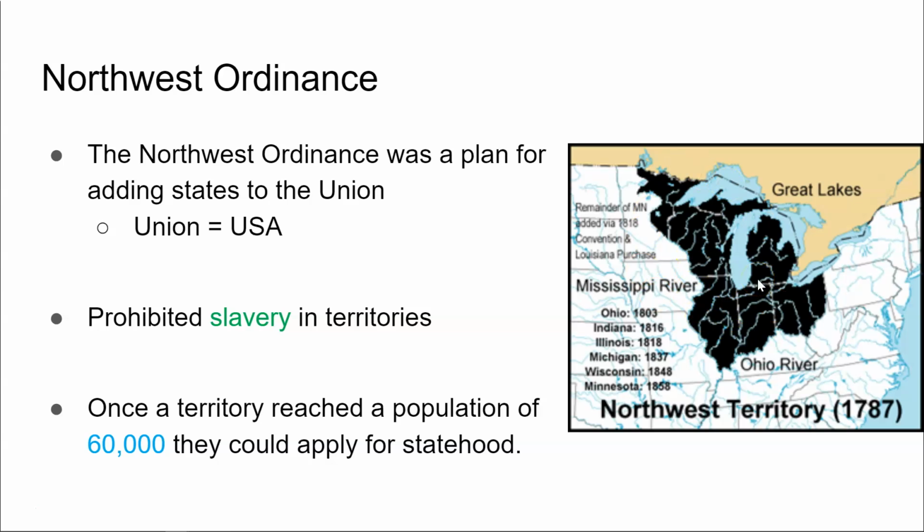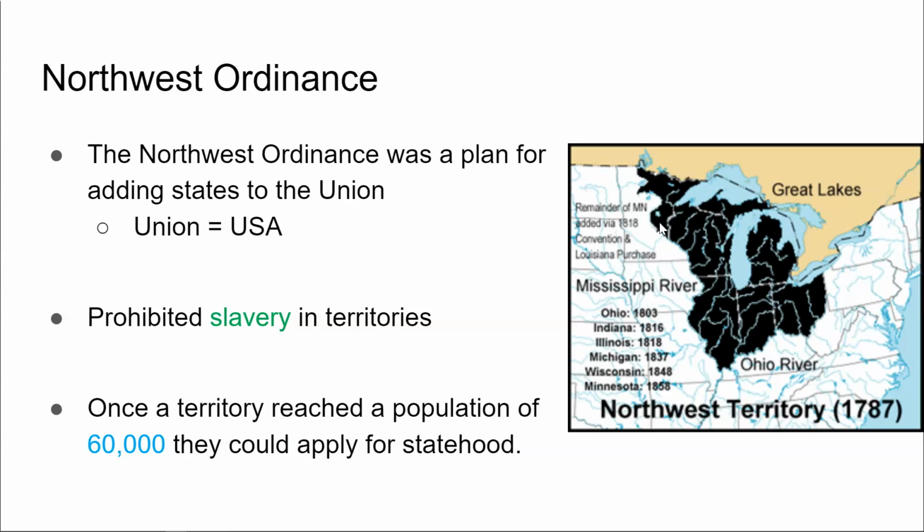Some key things. One of the most important things you need to remember is that this ordinance prohibits slavery in these territories. Thomas Jefferson writes the Northwest Ordinance, and he prohibits slavery in these territories. Now, one of the other big things here is that once a territory reached a population of 60,000, they could apply for statehood. But what is the step between 60,000 and what happens until then?